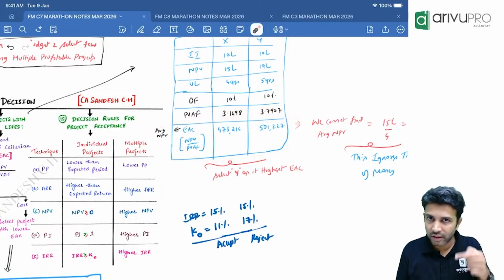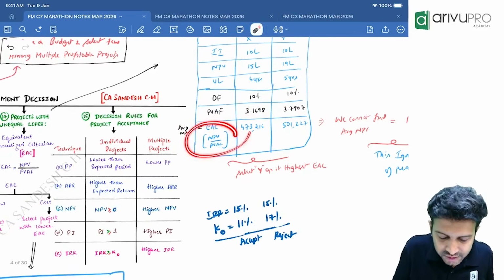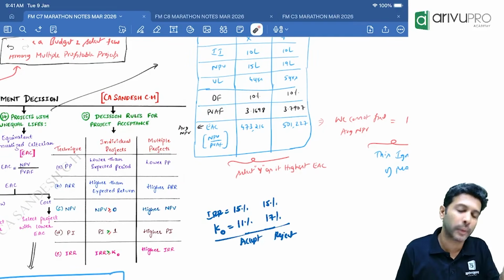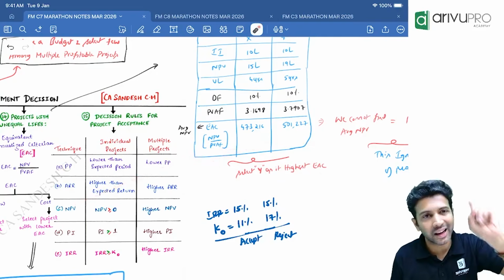Since NPV here is given, this EAC will become a benefit. You will select the project with the highest EAC, not the lowest one. You will select the project with the highest EAC.